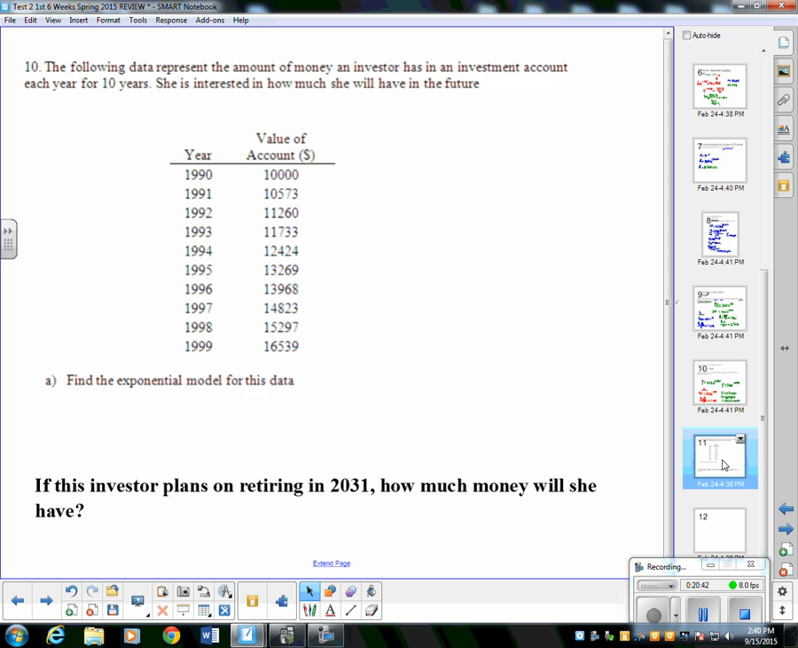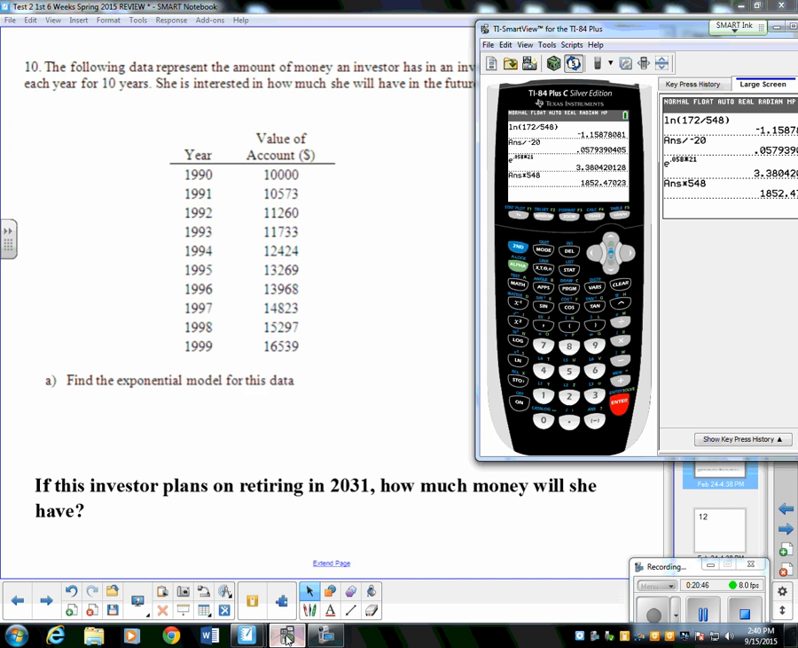So to find the exponential model, and again, we don't have to concern ourselves with whether it's linear or exponential or anything.